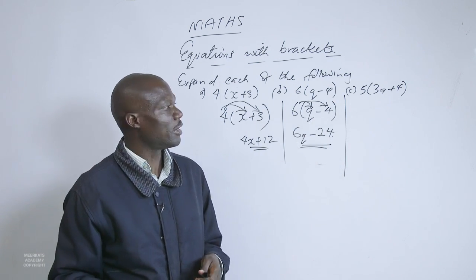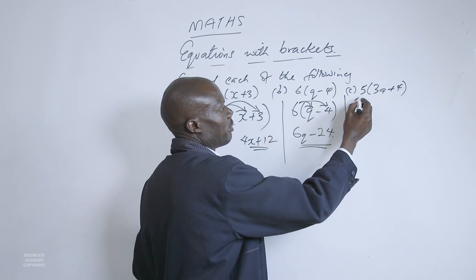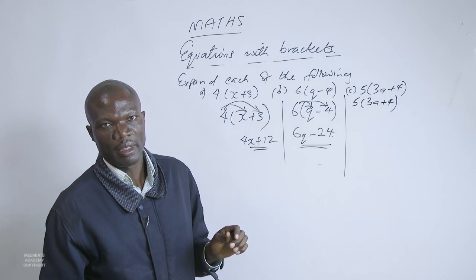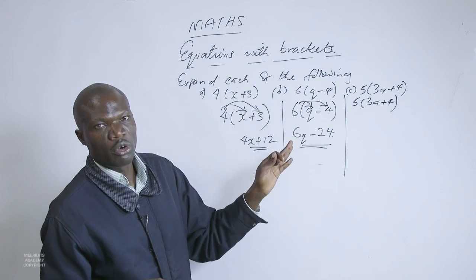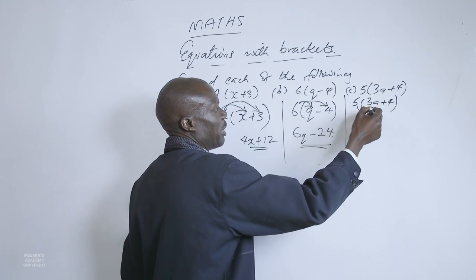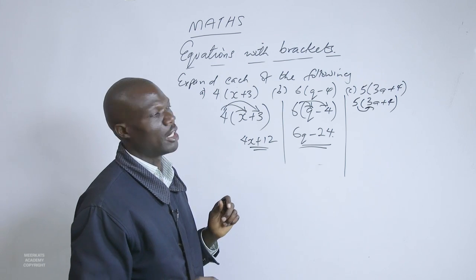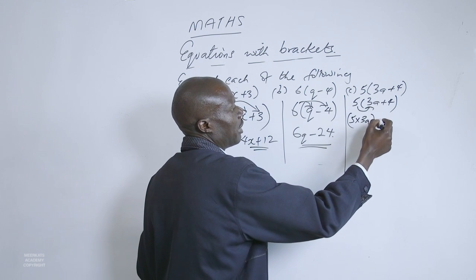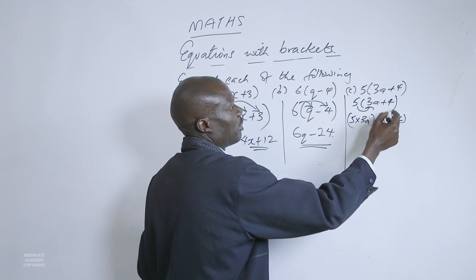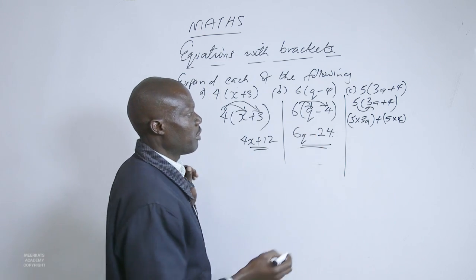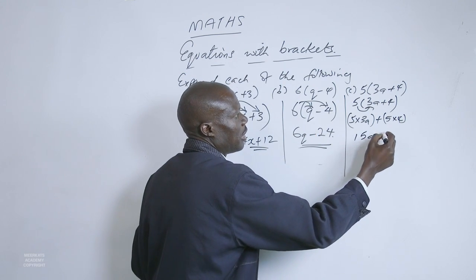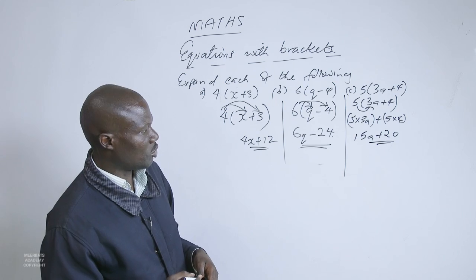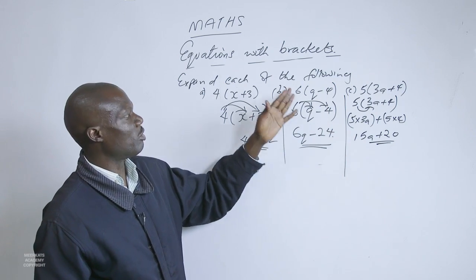For the third part, we have 5 into 3a plus 4. Using the distributive law, we take 5 multiplied by the first term, that is 5 times 3a, and then plus 5 times 4. When you work that out, this gives us 15a plus 20. So this is the expanded form of this question.